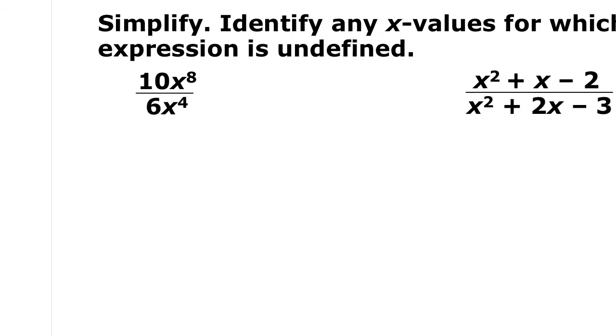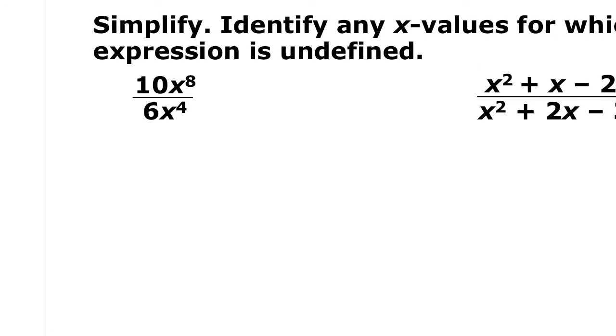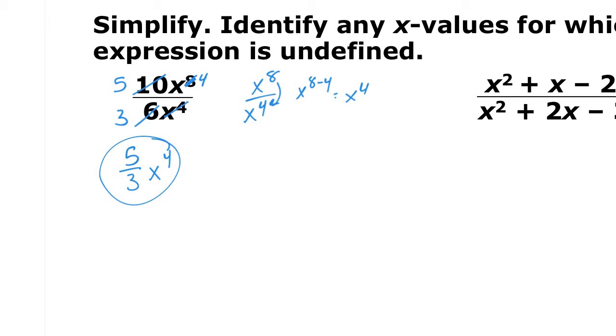Here we go with simplifying. First one here, I'm just going to simplify. 2 goes into 10 5 times, 2 goes into 6 3 times, and x to the 4th and x to the 8th will simplify, then this one will just become x to the 4th. Because remember, when you're dividing with exponents, you can subtract. So this would be x to the 8 minus 4 power, which is just x to the 4th. And so I end up with 5/3 times x to the 4th as my simplified expression.